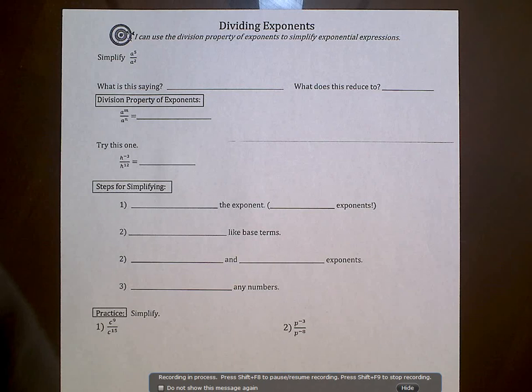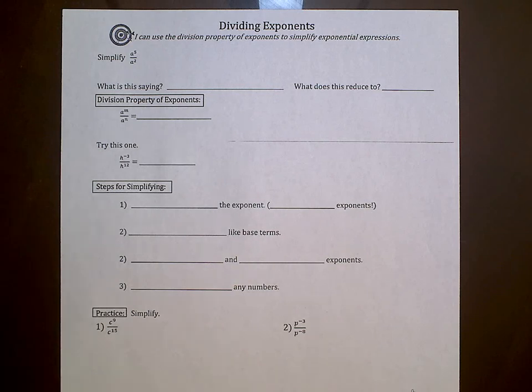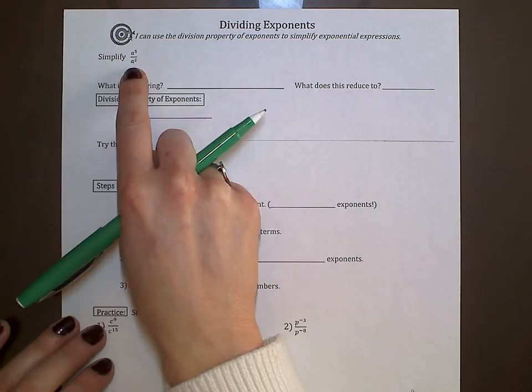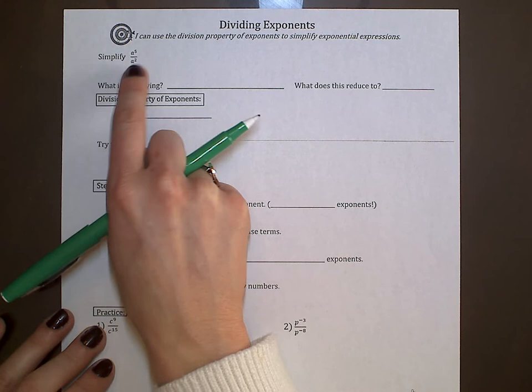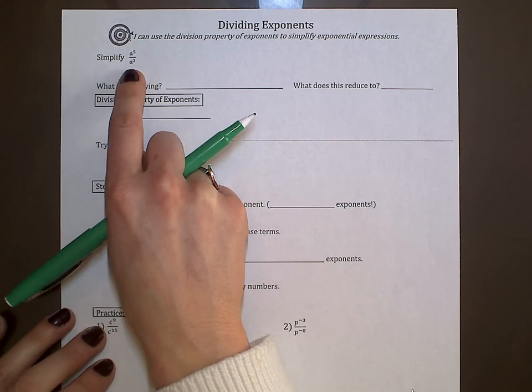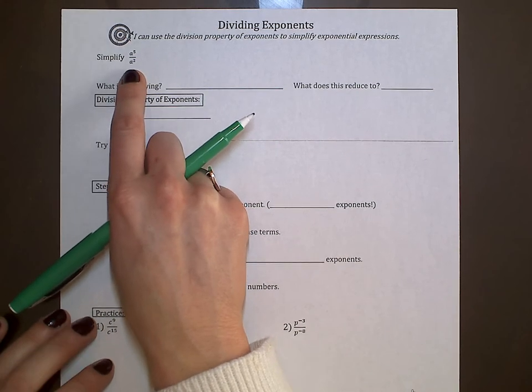The lesson today is over dividing exponents. Last time we did multiplying exponents, and just like last time, we're going to start out by looking at an expression and being asked to simplify it. So if I have something with division, it's got the fraction line, like a to the fifth over a squared, I want to think about, well, what is this saying?